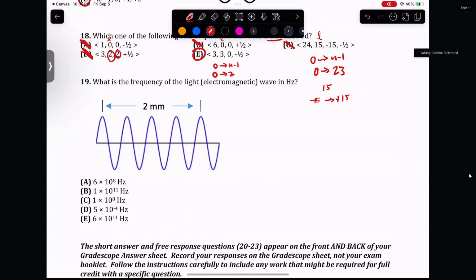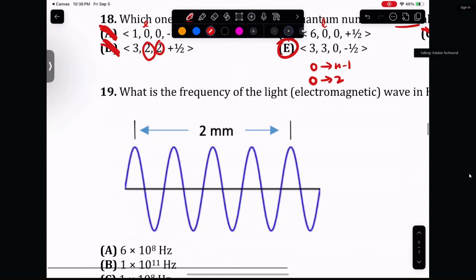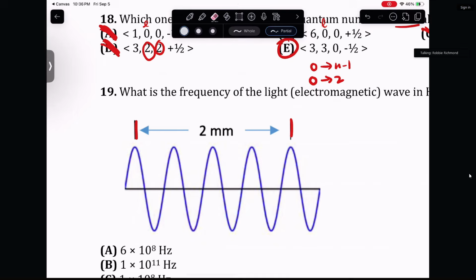Cool. Number 19. This is a question that I remember. I'm pretty sure this was an exam question from last semester. The biggest trick was not finding the frequency or using that equation on your exam information sheet, but realizing that this 2 millimeters is not the wavelength. That is the length of a couple of wavelengths. So this wavelength plus this wavelength plus this wavelength plus this wavelength. So that 2 millimeters is actually 4 different wavelengths added to each other.